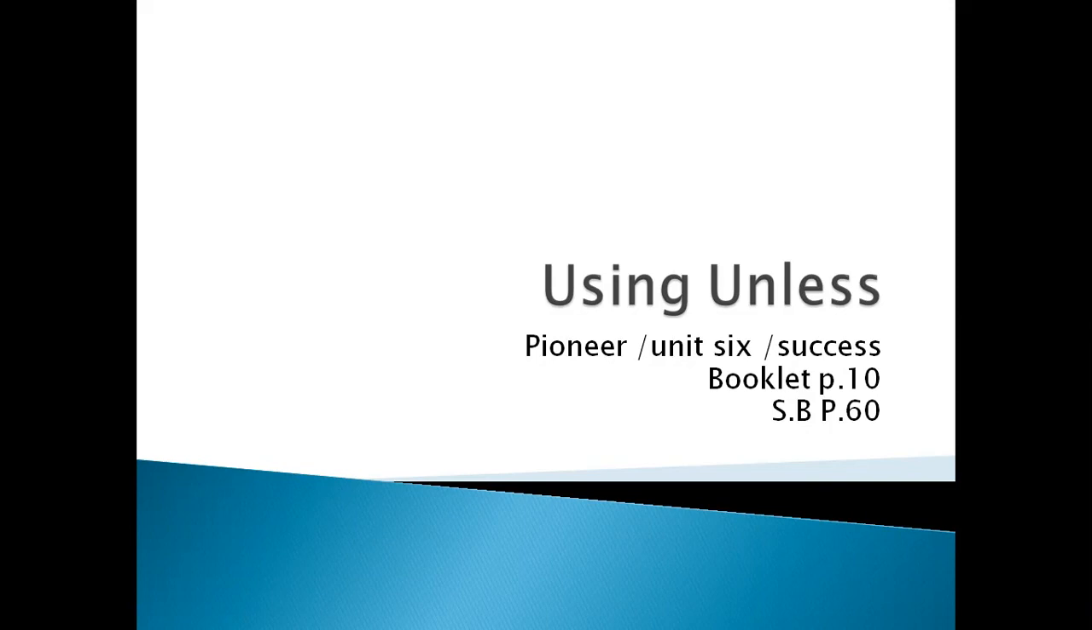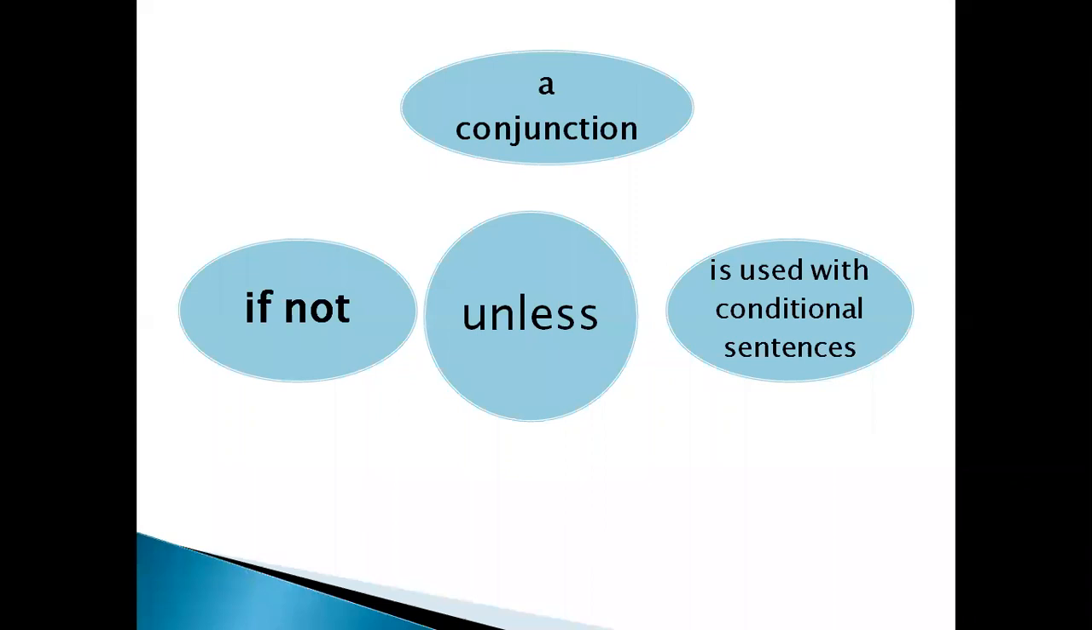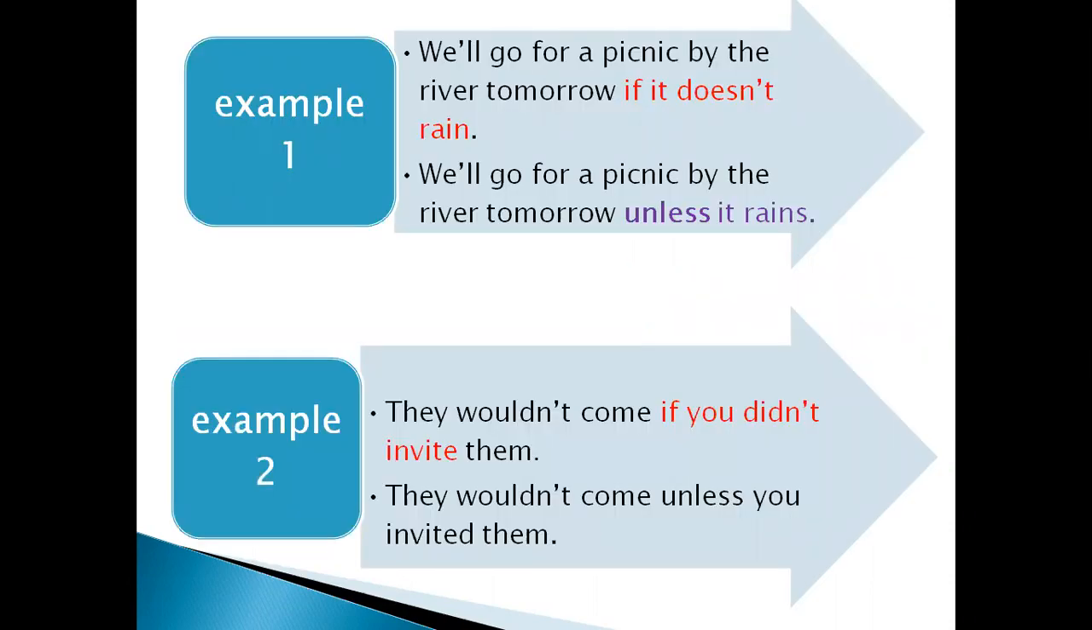First of all, I'm going to define unless. Unless is a conjunction, which means if not, and we can use it in all of the conditional sentences. If you remember, we've talked about type 1, type 2, and zero type. In all of these conditional sentences we use if not, if it is negative. So the same thing we can use unless. Now let's move to the examples to make it clear for you.